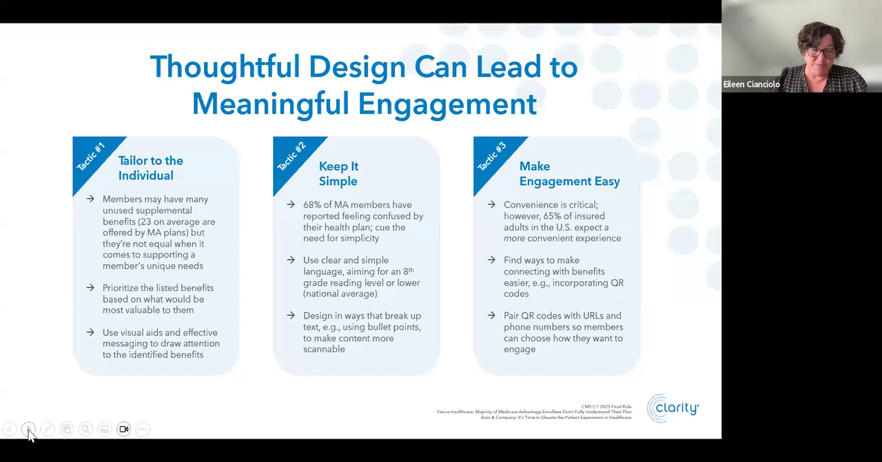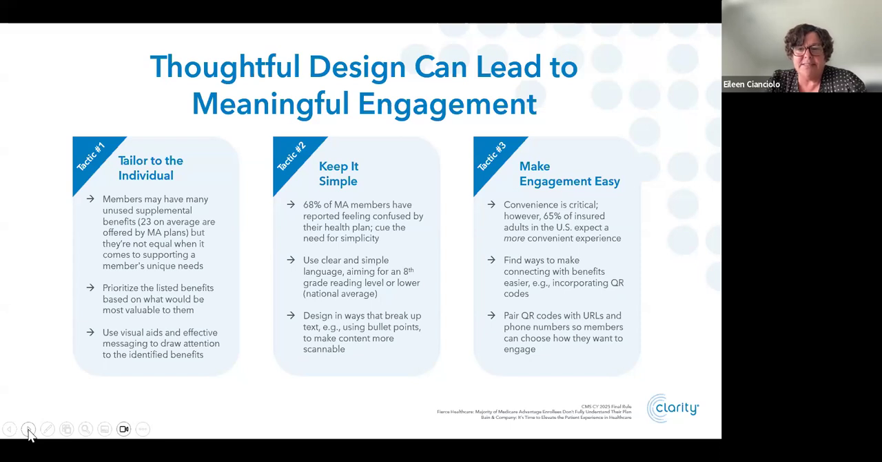Help them in order to be able to make it as clear and concise on where they can go to access these supplemental benefits. But keep it simple, right? Make sure that you're using the appropriate reading level, use designs that break up and don't, it's not just all text. Like I said, incorporate the QR codes.